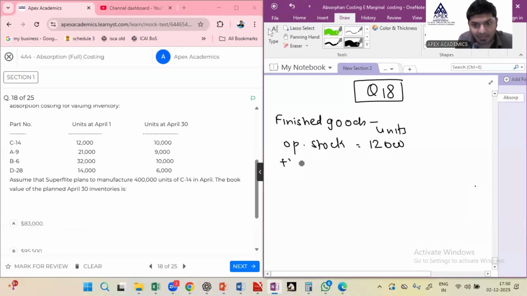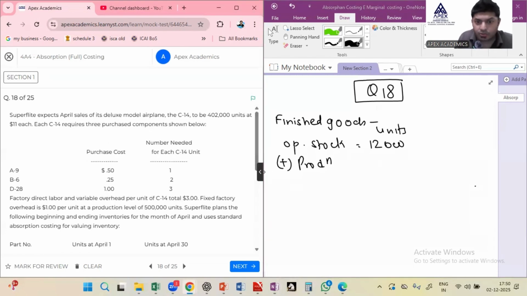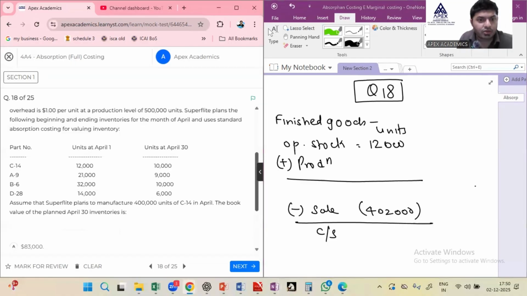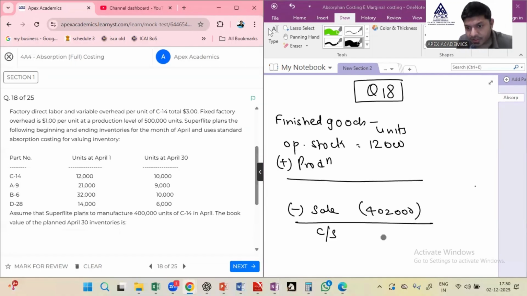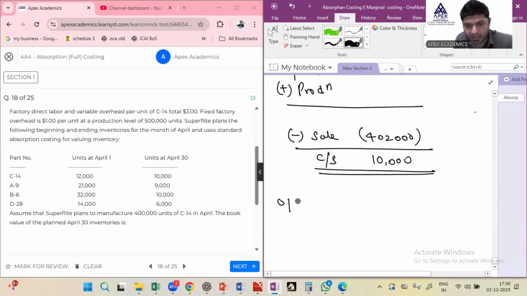In this period, I have made a production. No, sir, the production I don't know, but my sales are 4 lakh 2,000 units. So opening stock plus production minus sale of 4 lakh 2,000 units, I end up with a closing stock. And what is my closing stock? My closing stock is 10,000 units. Please try to understand that in this particular scenario, we are looking at opening stock plus production minus sale is equal to what?